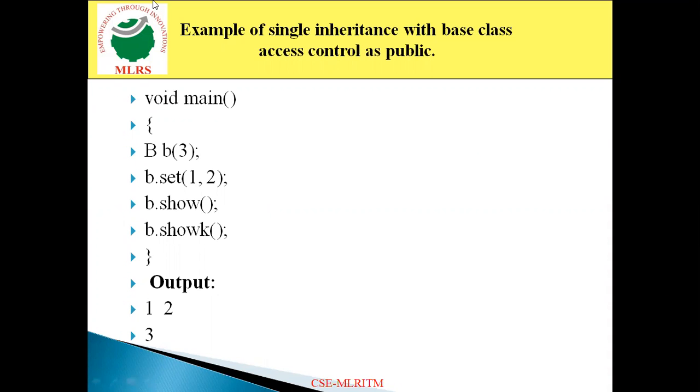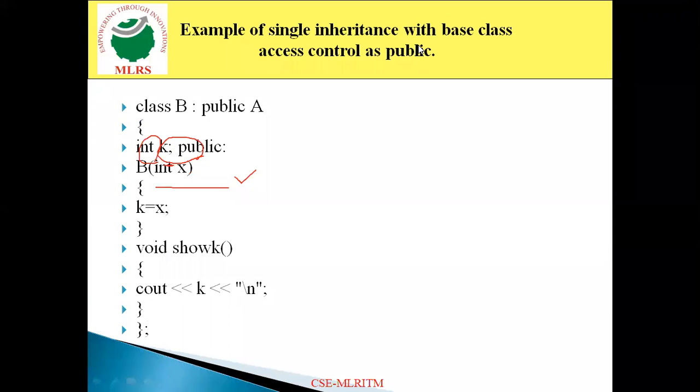Now in the main function, I create the object B for the derived class B. Here it is a constructor, so I pass a value directly, which invokes the constructor. And then B dot set of 1, 2. That indicates I am executing the set function by passing 1, 2, which is the set function there in the base class.